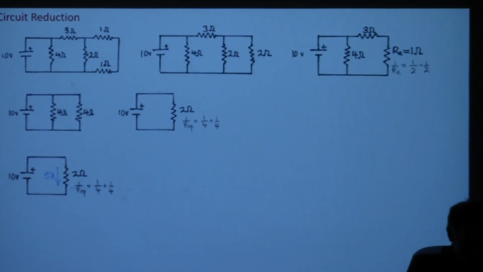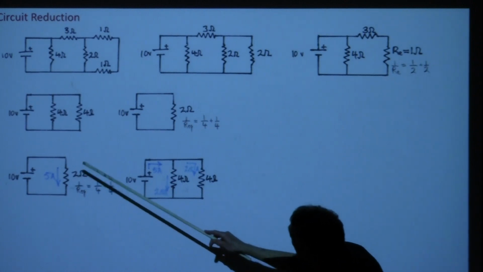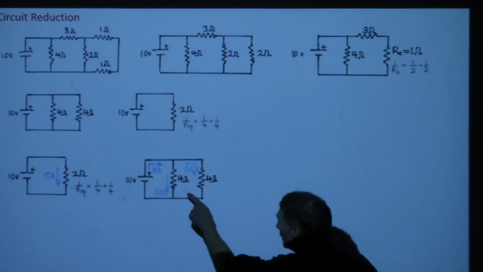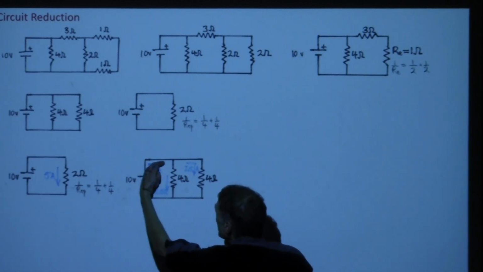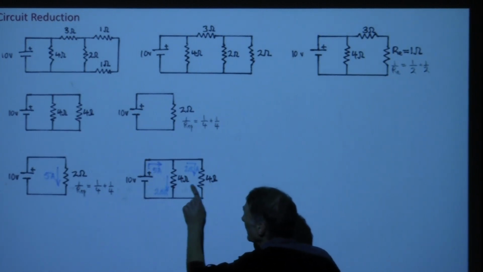Then we go back to the next step. Okay, so that's back to here or here. We've got 5 amps coming out of the battery. That's going to stay the same. Here it's going to split.